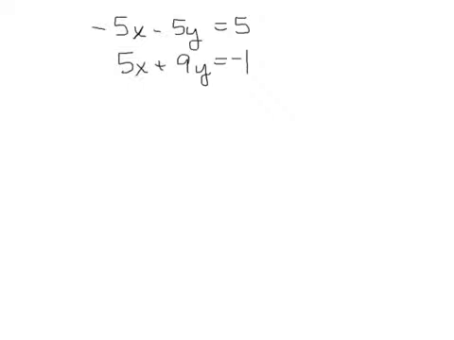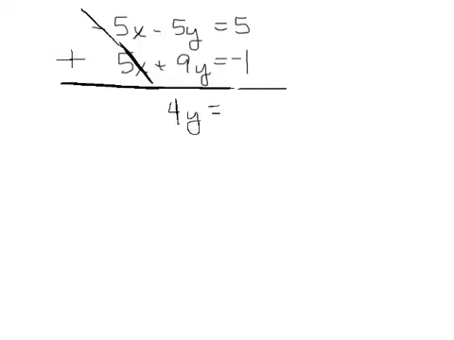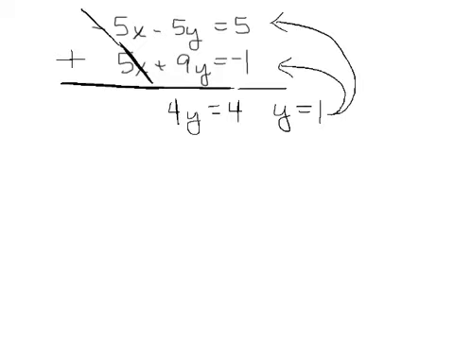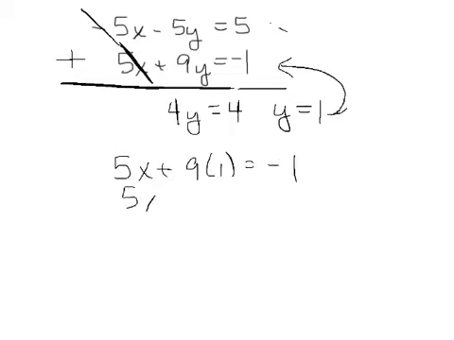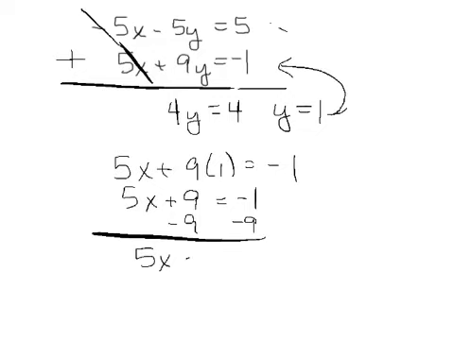So it actually looks pretty easy to do elimination with the remaining equations. I'm going to add these together. My x terms cancel, and I'm left with 4y equals 4, y equals 1. Put it back into equation. It doesn't matter which one. I actually think I'll pick the second one. We have 5x plus 9 times 1, 5x plus 9, minus 9, minus 9, 5x equals negative 10, x equals negative 2.